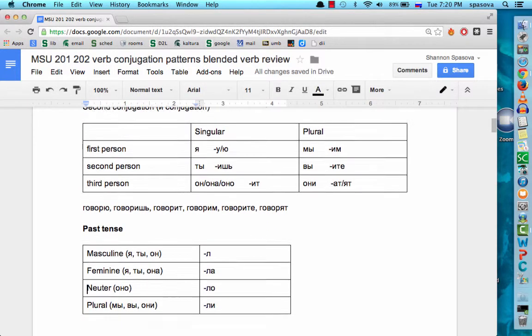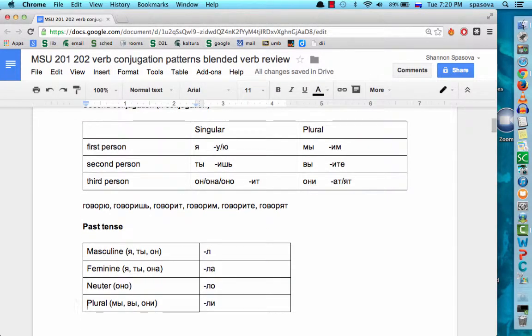The past tense is even easier. All we do usually is take off the infinitive ending, the soft sign (мягкий знак), and then add л for masculines, ла for feminines, ло for neuters, and ли for plurals. Remember that masculine can also be я or ты, depending on the gender of the person, and feminines can also be я or ты, depending on the gender. And plural is all plurals, мы, вы, and они.